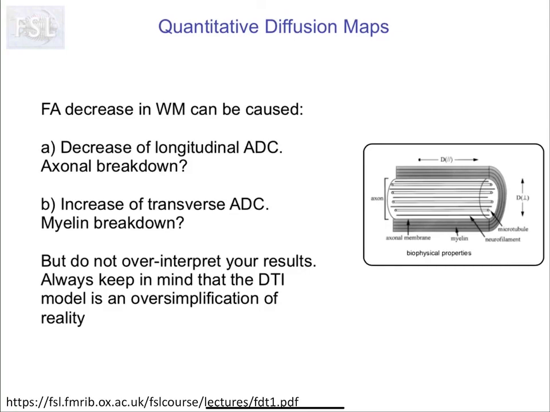Some people will compare longitudinal ADC, the diffusion in the longitudinal direction, to transverse ADC. The idea is that if there's a decrease in the longitudinal part, that's been interpreted as axonal death, and if there's an increase in the transverse part, that's been interpreted as myelin breakdown.